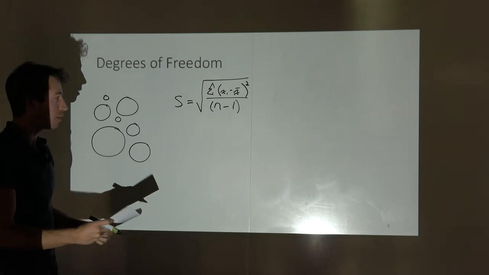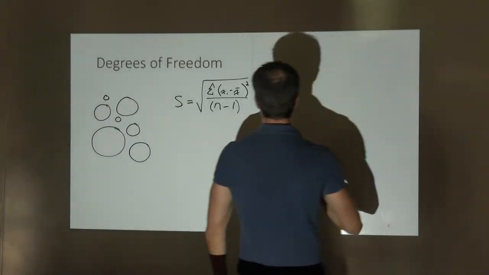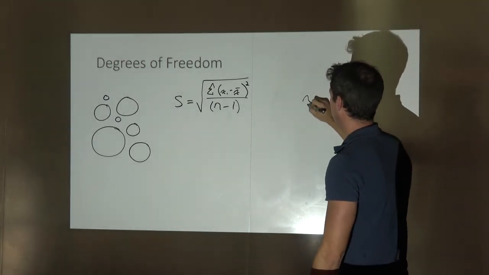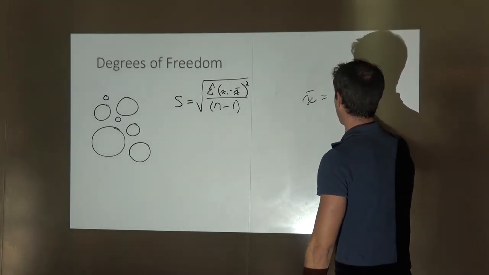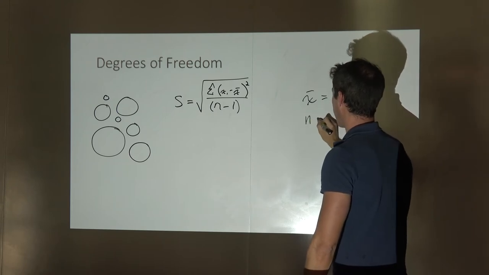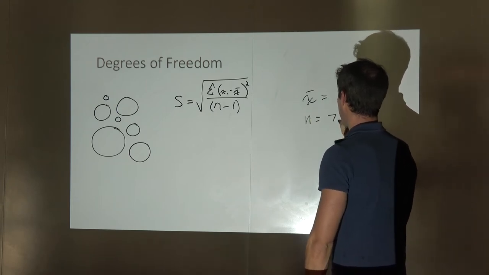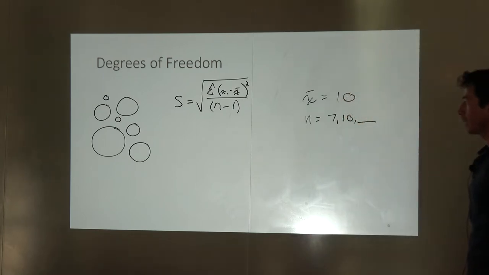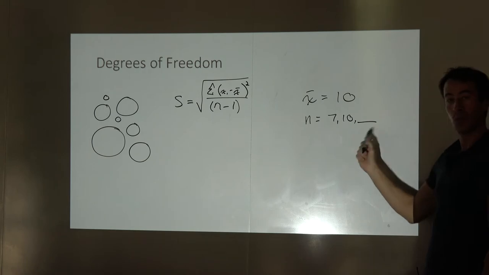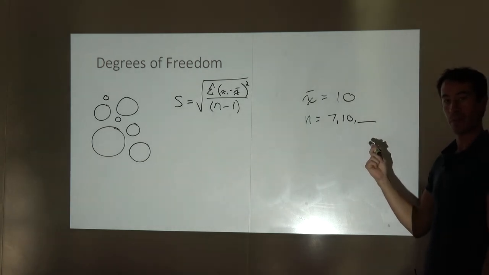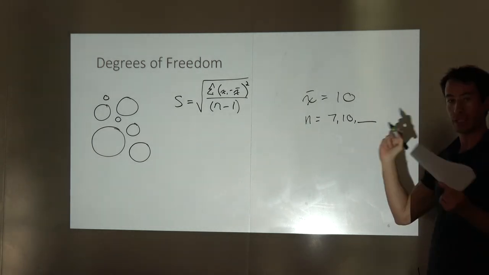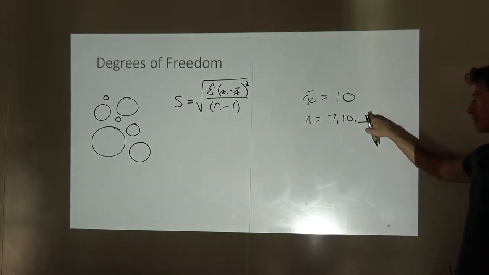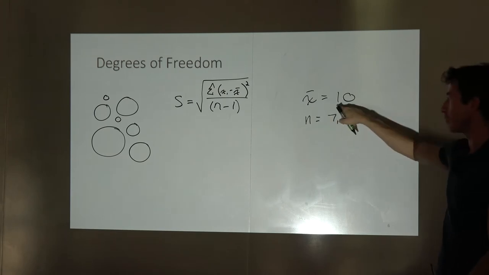So let's just do a simple example. What if I told you that x bar equals 10 and two of the numbers are 7 and 10, and I wanted you to tell me what this last number was? It would be 13, right? You don't need me to tell you that this is 13 because I'm giving you the average.